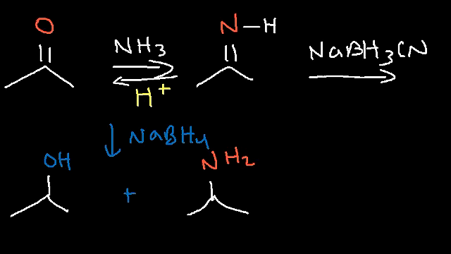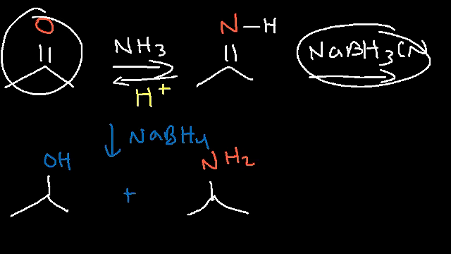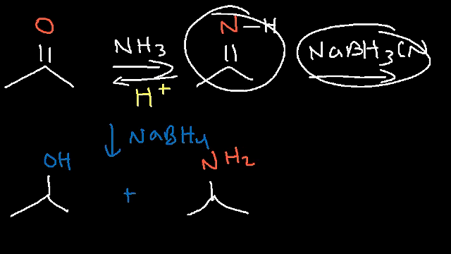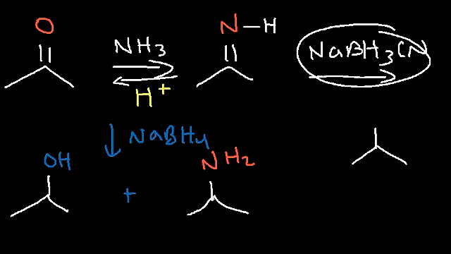Now, sodium cyanoborohydride is not strong enough to reduce the ketone. The electron withdrawing group, the cyanide group, weakens the hydride ions of the boron. However, it is strong enough to reduce the imine. So this will selectively produce the amine, which is what we want. So that's reductive amination, converting the carbonyl group into an imine and then reducing it into an amine.